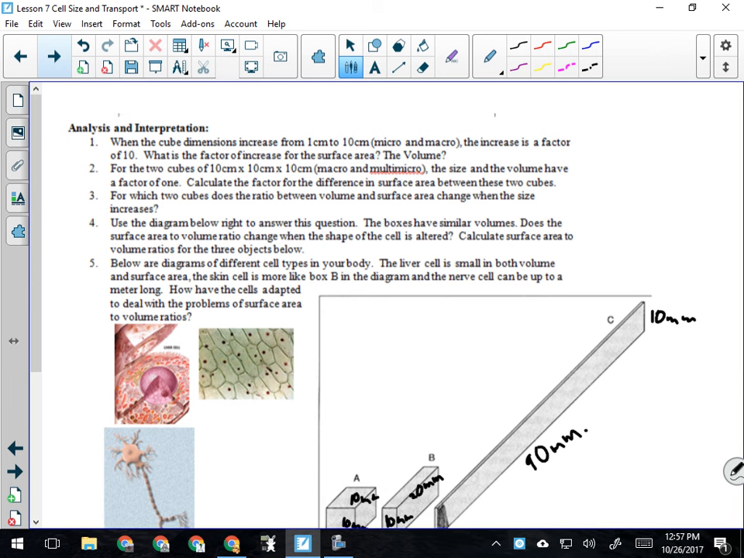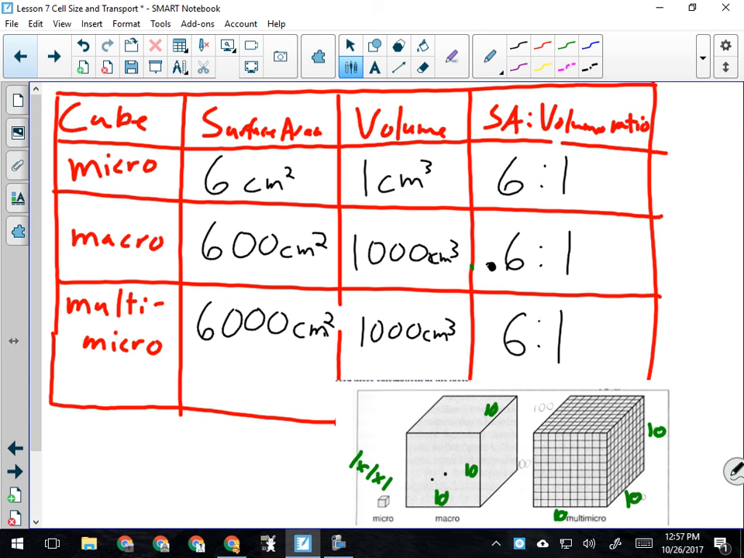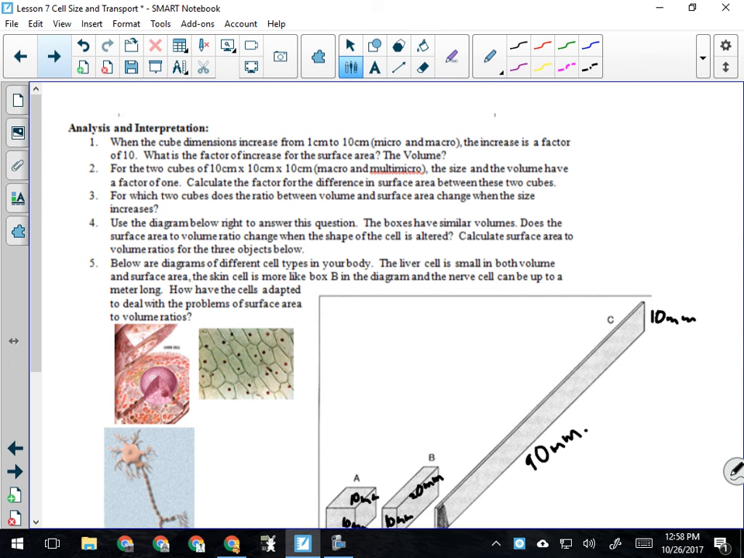Okay. For question number 2, now we're talking about macro and multi-micro. The size and volume of a factor of 1, which is a really crazy way of saying they're the same size. Okay. Macro and multi-micro are the same size. One really big cell versus a multicellular organism of the same size. Okay, calculate the factor for difference in surface area between these 2 cubes. So do exactly what you did in question 1, but now for macro and multi-micro. So we go back to our chart. Okay, how many times bigger is the surface area of multi-micro than macro? Okay, just write that in there. All right, and then that's it. That's all you have to do for that one.